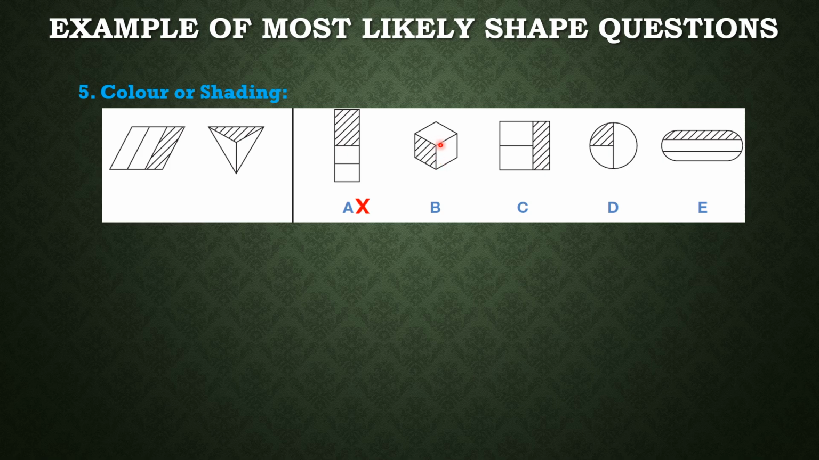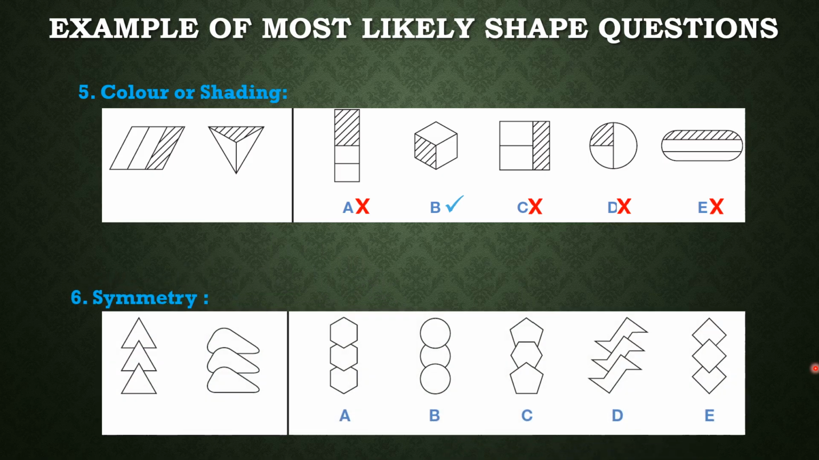Why? Because we have 3 equal divisions within a hexagon, so that should be the answer. Then let's see C. C cannot be the answer because they are not equal divisions, and neither D nor E. So ideally B should be the right answer here.